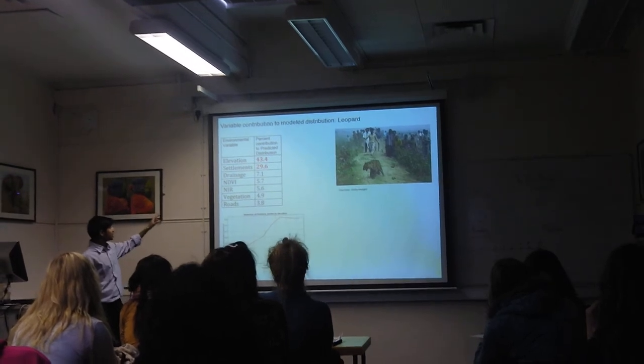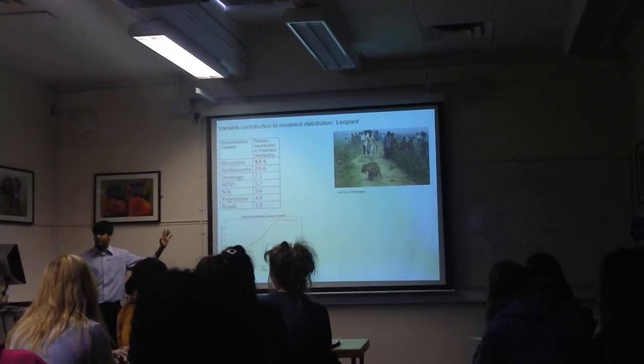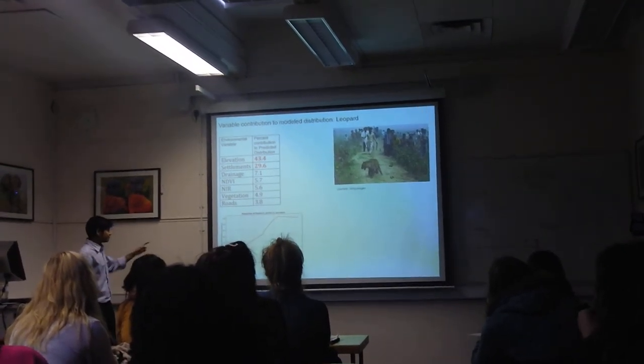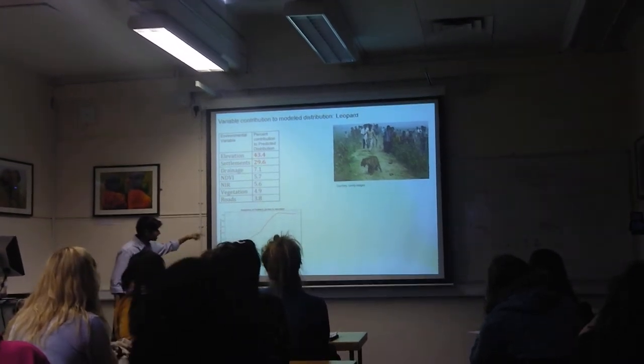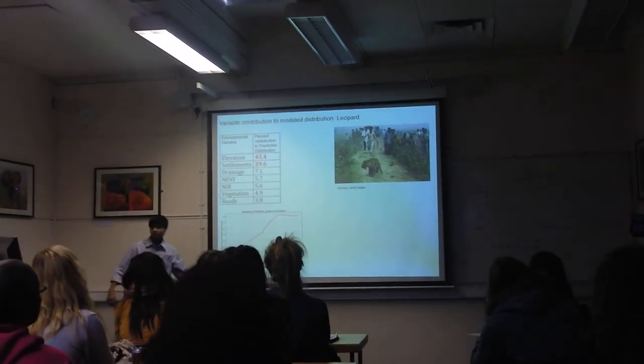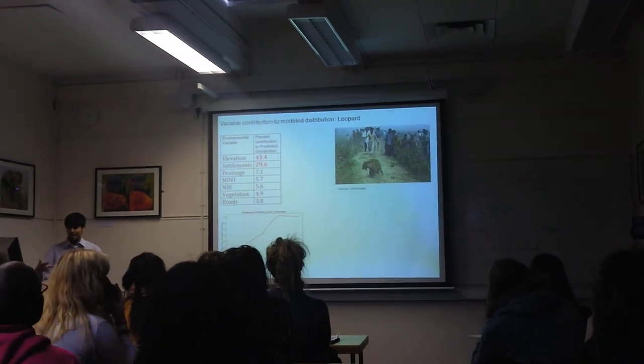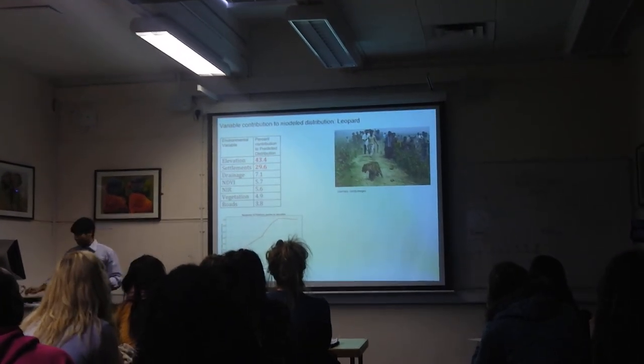Environmental variables which affect the probability of occurrence of leopards the most. I've put in a graph to show you that the probability of occurrence of the leopard is highest between 1,000 to 1,200 meters. So that suggests that leopards are using areas with higher elevations.